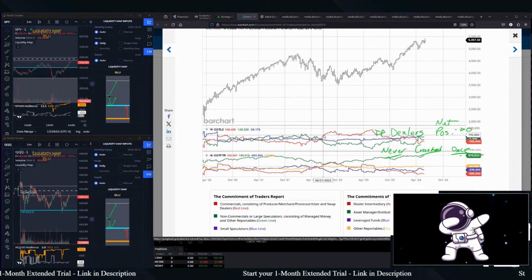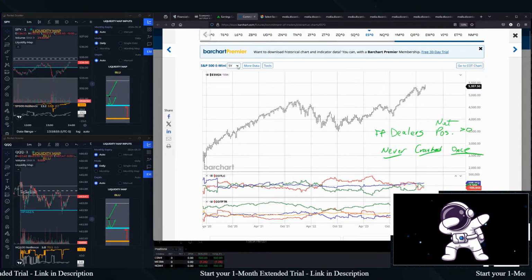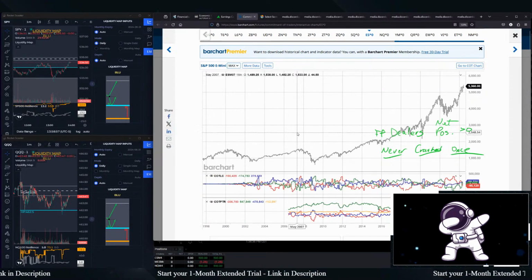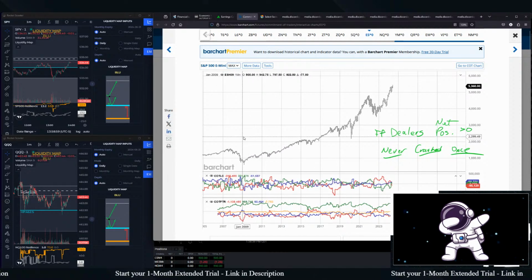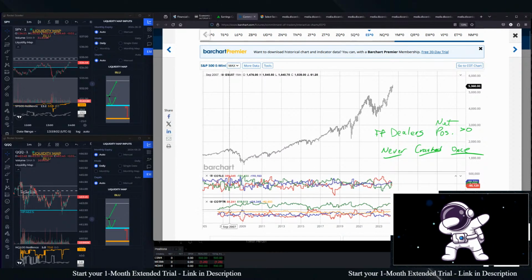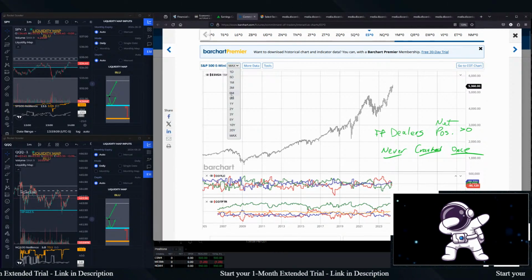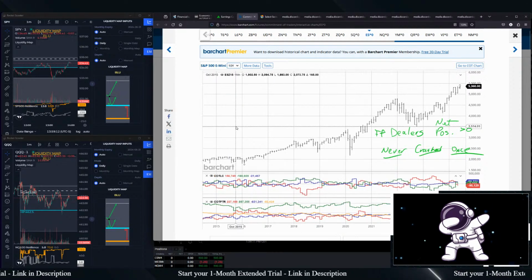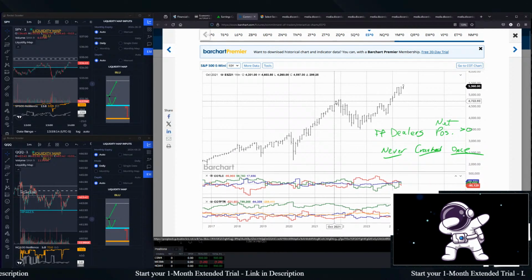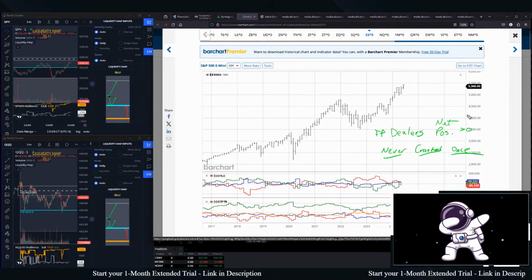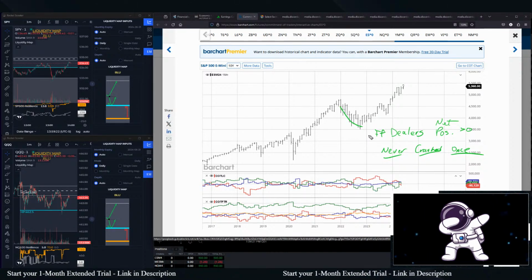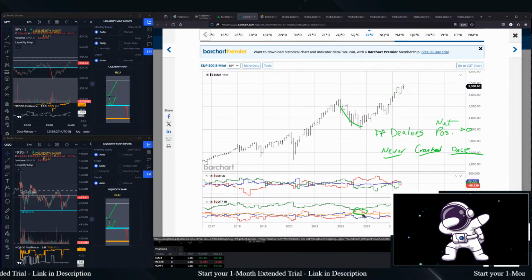In the history of this report, which is like 25 years old, when this red line is above 0, the market never crashes. The dealers do not crash the market, and they themselves are long. It's above 0, sorry. So market's selling off here to here. This dealer position goes positive right there.